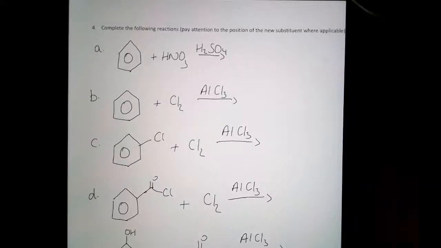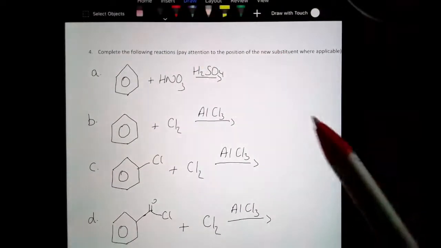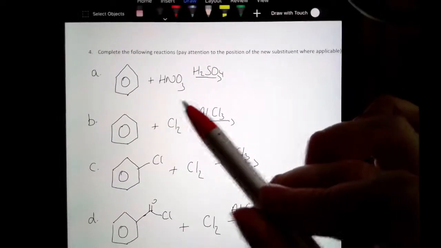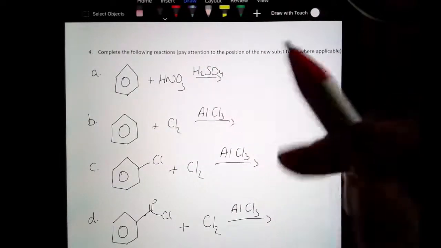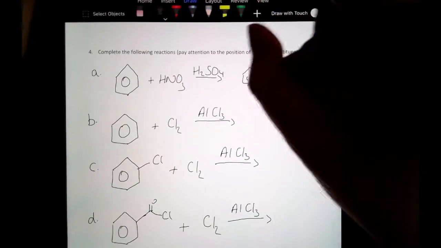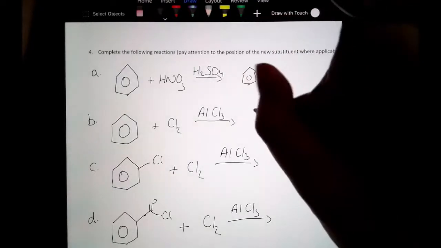So in this video, I'll go through the reaction questions from exercise 1 in 25.4, which is when we've looked at directing groups. So the first one is straightforward. It's just a benzene ring. You react it with nitric acid in the presence of sulfuric acid, and you add an NO2 group. Because there's no substituent on the benzene ring, you can put the NO2 group anywhere you like.